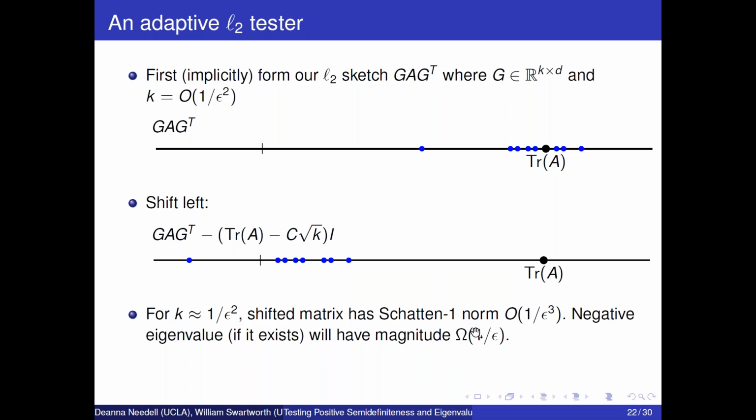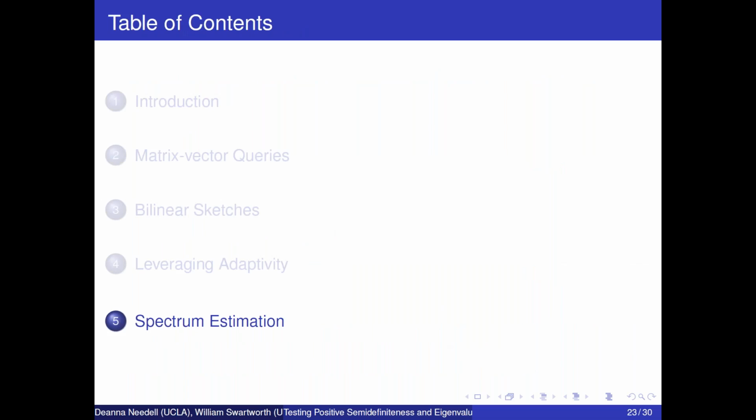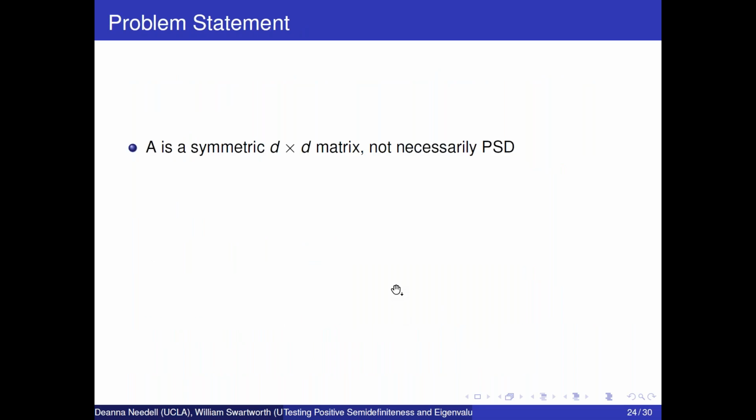And so now you can just run this p equals 1 adaptive tester on this implicit matrix that you never have to explicitly compute. And at the end of the day, you get an adaptive L2 tester with 1 over epsilon squared queries instead of 1 over epsilon to the 4th, which is what you got by left and right multiplying by a Gaussian G. Okay, I'm almost out of time, and maybe PSD testing isn't your cup of tea, but let me just mention these techniques are quite powerful.